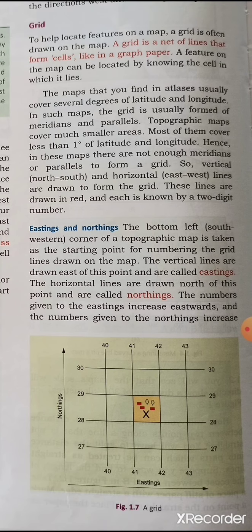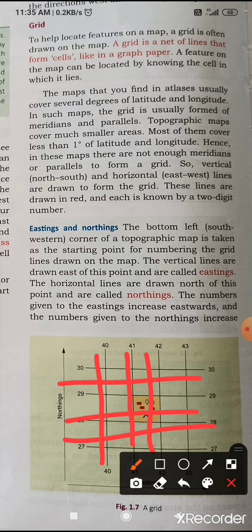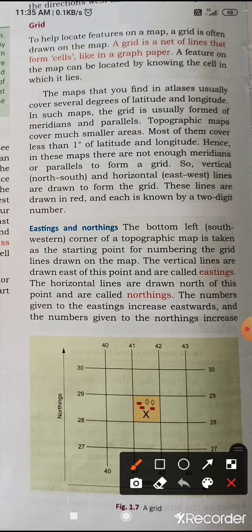So this is, you can say, a net of lines. They are a net of lines and they are forming a cell. This is known as a cell. So they are forming a cell like a graph paper which you are using in mathematics. So again I am telling you that a grid is a net of lines that form a cell. So this is a cell.